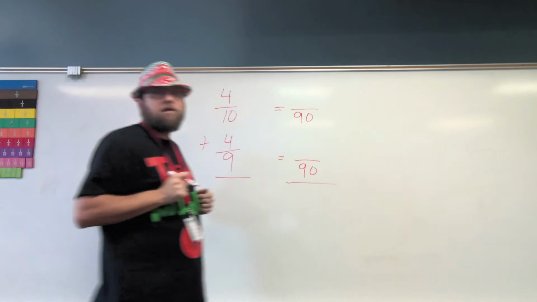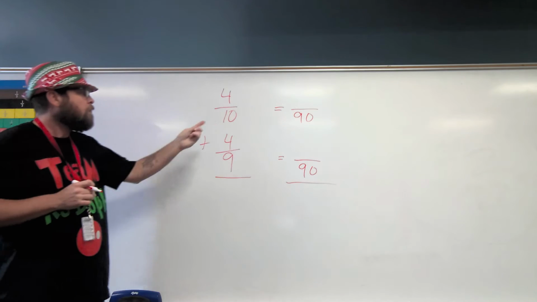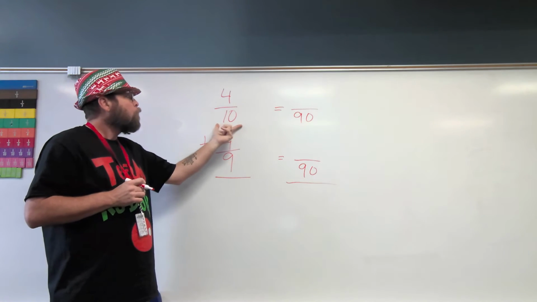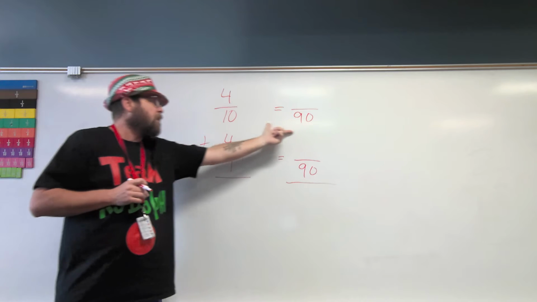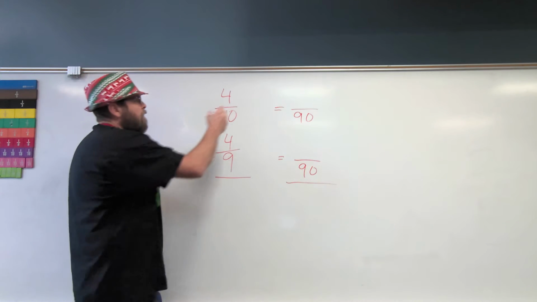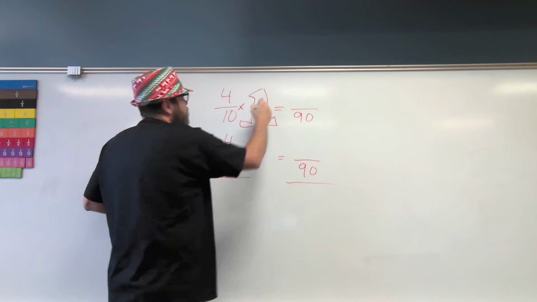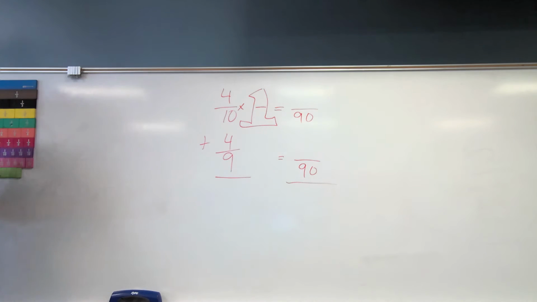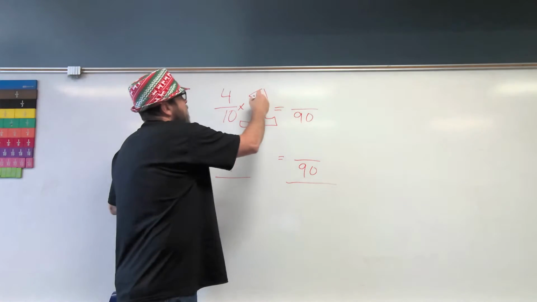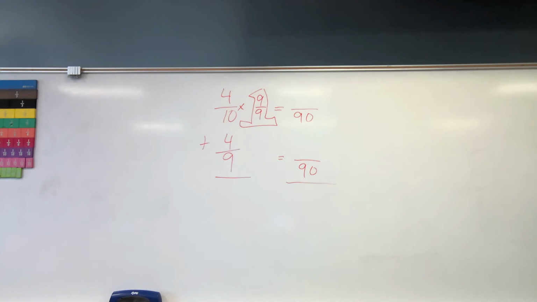Now this will give us a common denominator, but we cannot change the value. We have to find something that has a denominator of 90 that is equal to 4/10. So Anthony, I need to multiply by a fraction that equals 1. What fraction would you choose? 9/9. And Anthony knows 9/9 equals 1 because the numerator and denominator are the same.